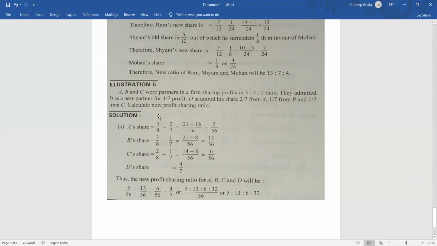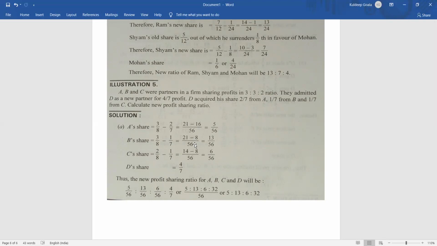Same as the previous questions, old ratio minus sacrificing ratio. Accordingly they are doing it and finding out the ratio, which is 5:13:6:32. So this is nothing but just a glimpse of previous questions. Similar questions are being solved again and again so that you can get a good understanding of that.